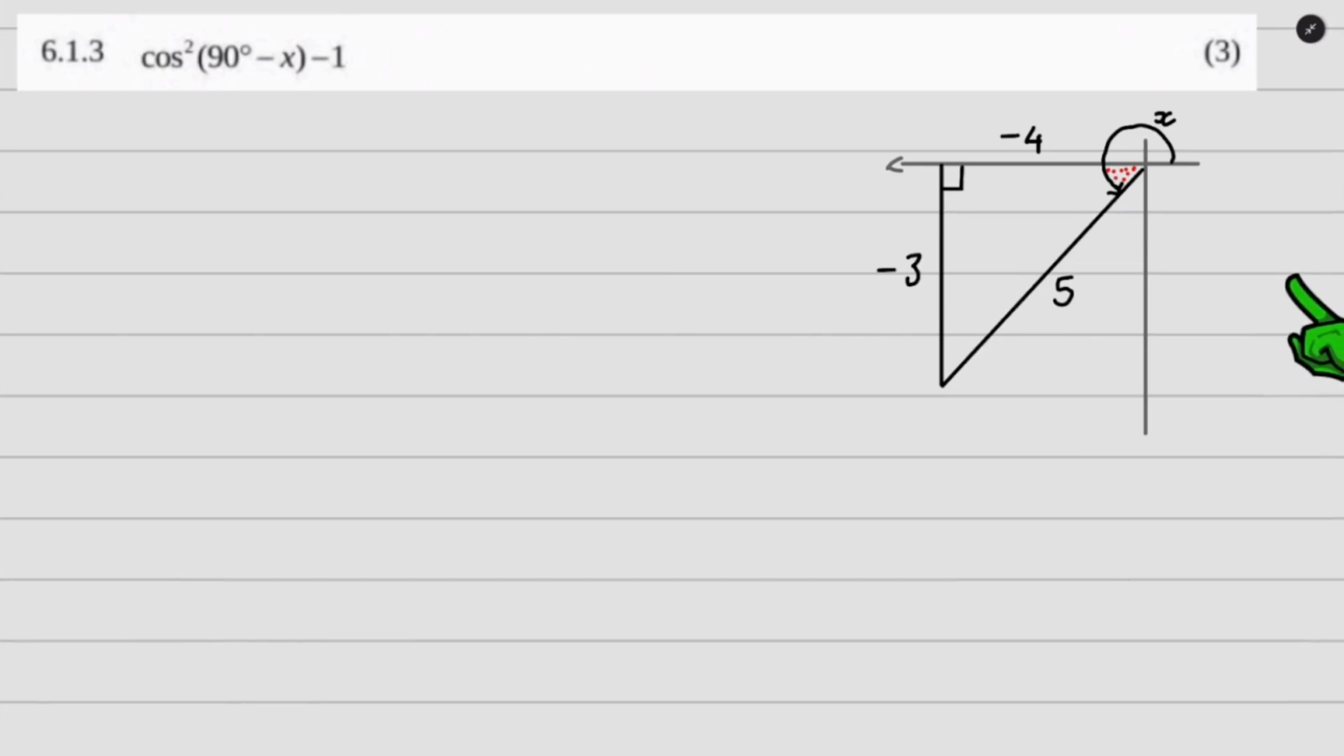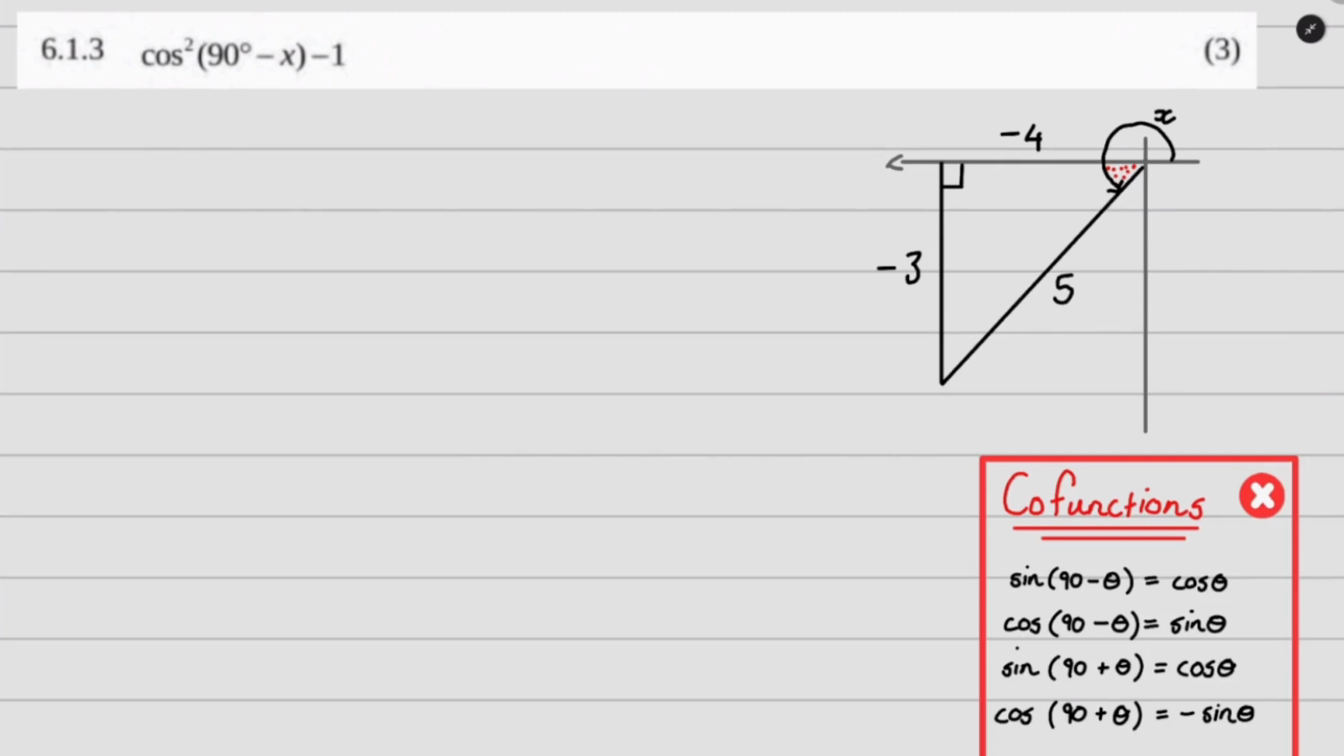Question 6.1.3, I see a 90 minus. The alarm bells are ringing for co-ratios. So let's grab my co-ratios quickly. Co-ratios can also be referred to as cofunctions. So I'm seeing cos of 90 minus x, which is this co-ratio here. So I'm going to change it to sine theta.